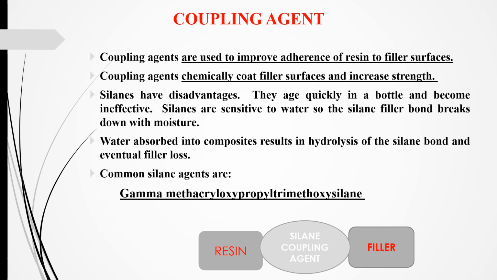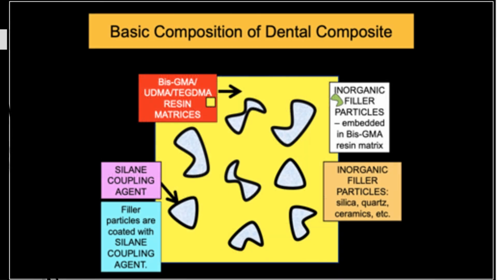Silanes have disadvantages. They age quickly in a bottle and become ineffective. Silanes are sensitive to water, so the silane-filler bond breaks down with moisture. Water absorbed into composites results in hydrolysis of the silane bond and eventual filler loss. A commonly used silane agent is gamma methacryloxypropyl trimethoxysilane. This is the pictorial representation of the basic composition of dental composites. Here we have resin matrices, coupling agents and inorganic fillers.